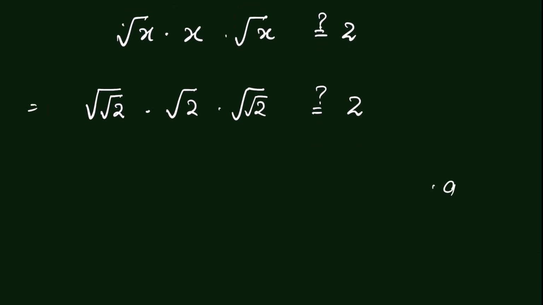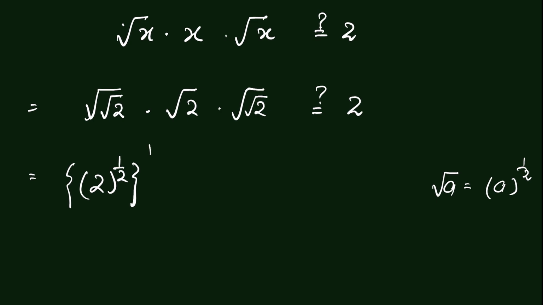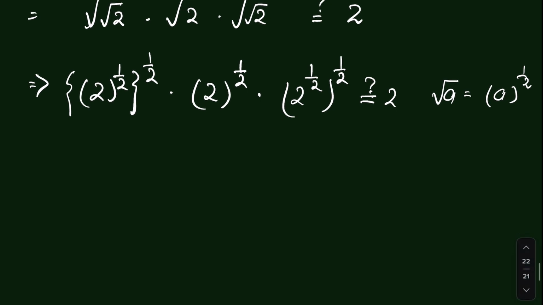Now when a is under square root, it means a is raised to the power of 1 upon 2. So it means 2 is raised to the power of 1 upon 2, and then again under square root, that means again raised to the power of 1 upon 2, then times 2 is raised to the power of 1 upon 2, then times 2 is raised to the power of 1 upon 2, then whole raised to the power of 1 upon 2.